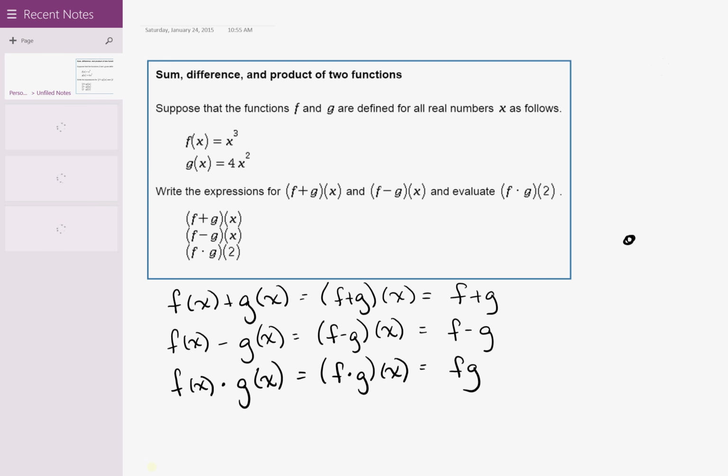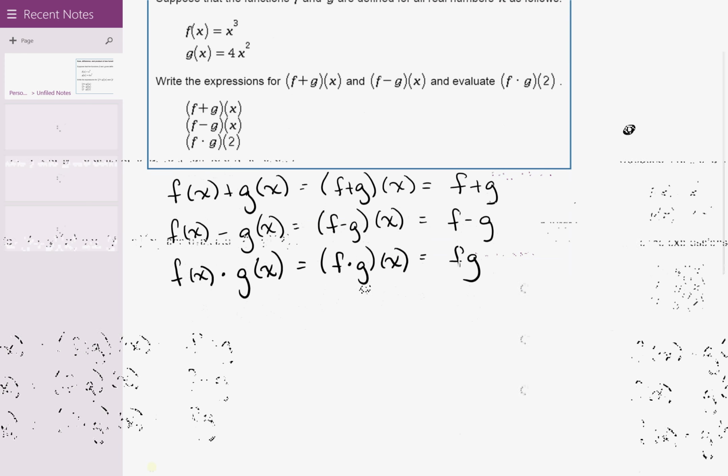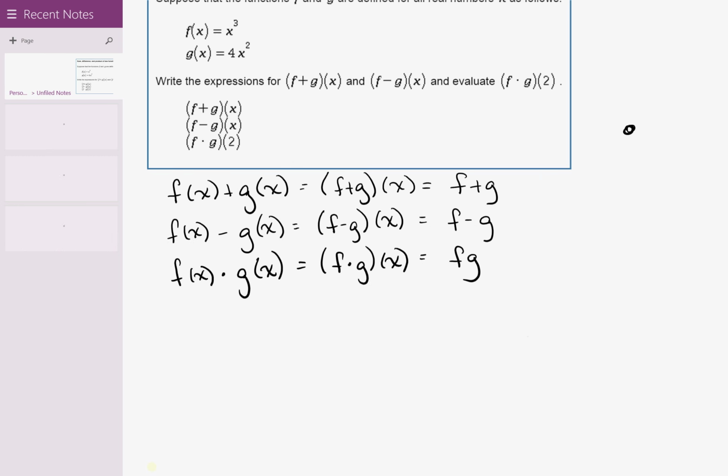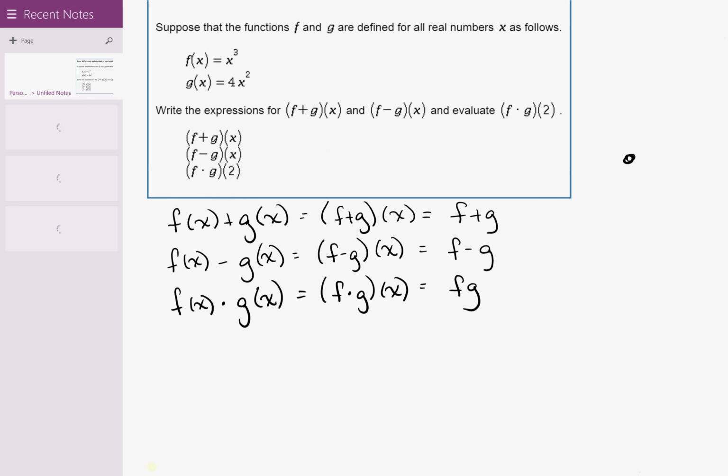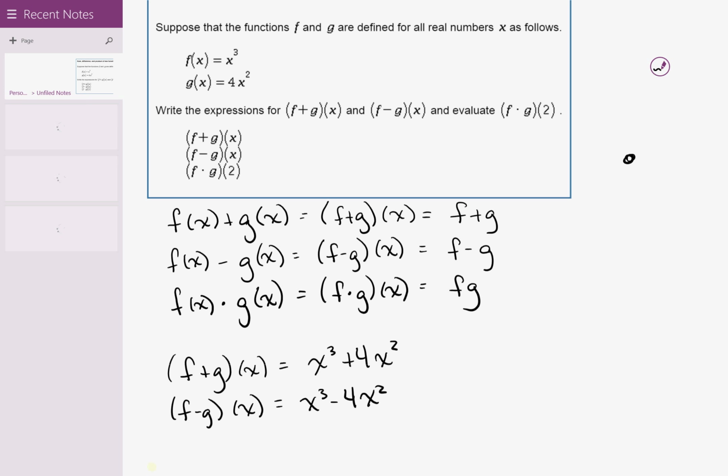So I'm asked to find f plus g of x, f minus g of x, and evaluate f times g of 2. So f plus g of x is just f of x plus g of x. So this is x cubed plus 4x squared. Sometimes there are like terms you can combine and simplify. In this case, there aren't. F minus g of x is equal to x cubed minus 4x squared.